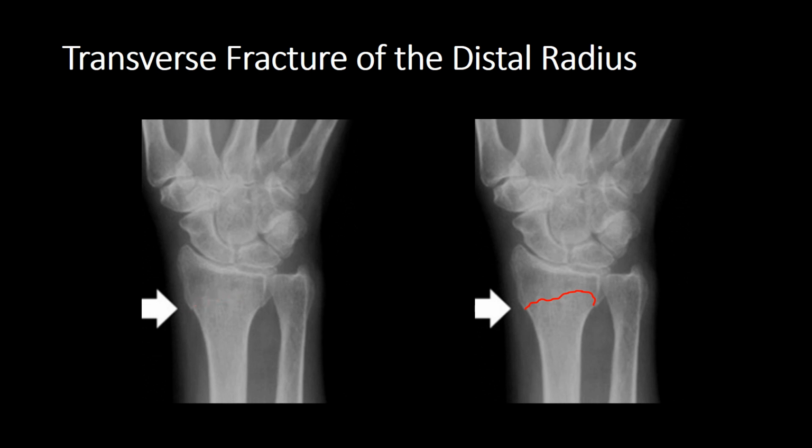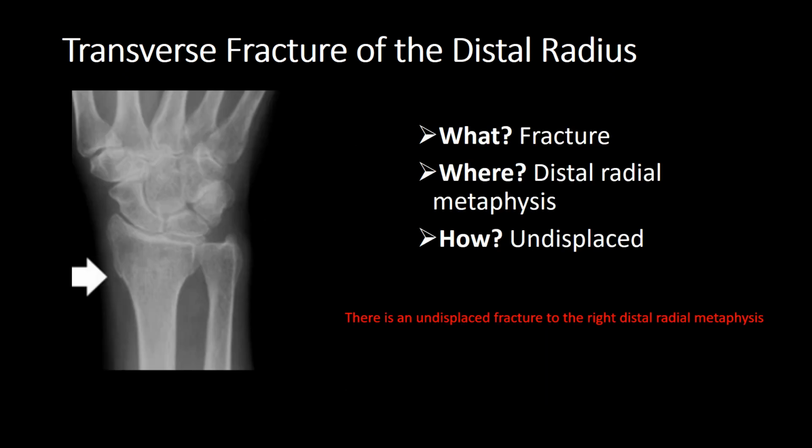Remember, when we check our bones, we go around each and every bone, so make sure that you assess your distal radius, your distal ulna, look at your carpal bones, look at your metacarpals, just to make sure that there's no further injuries. So what is it? It's a fracture. Where? It's the distal radial metaphysis. How? It's undisplaced.